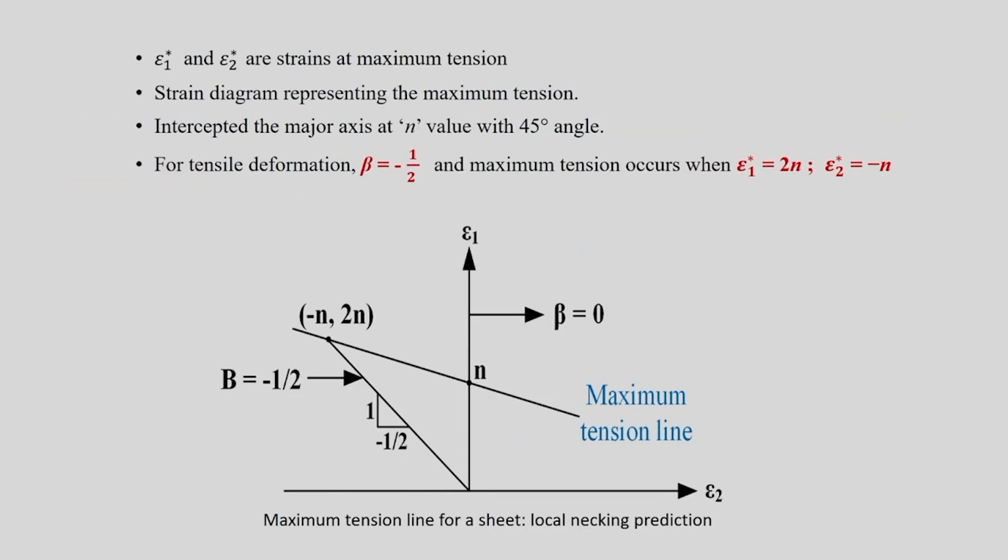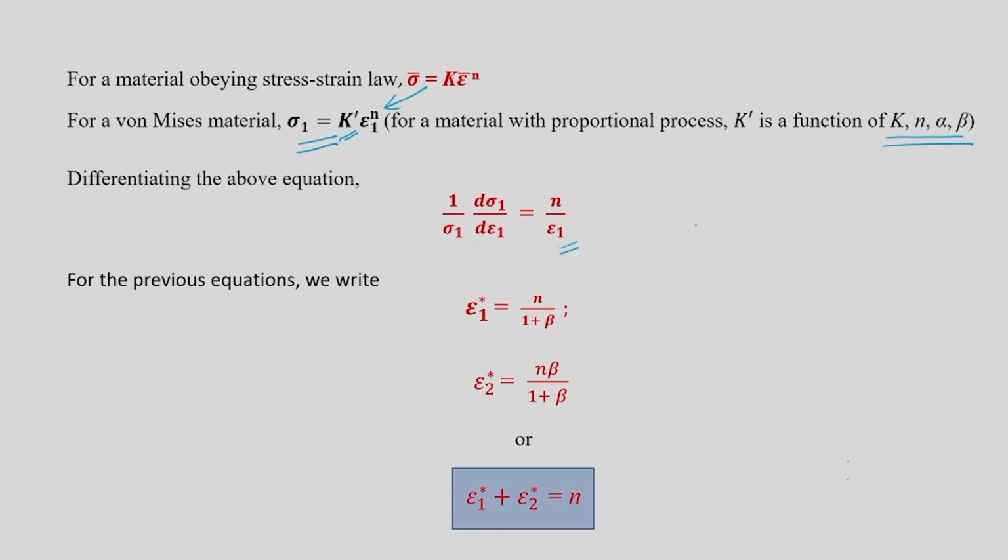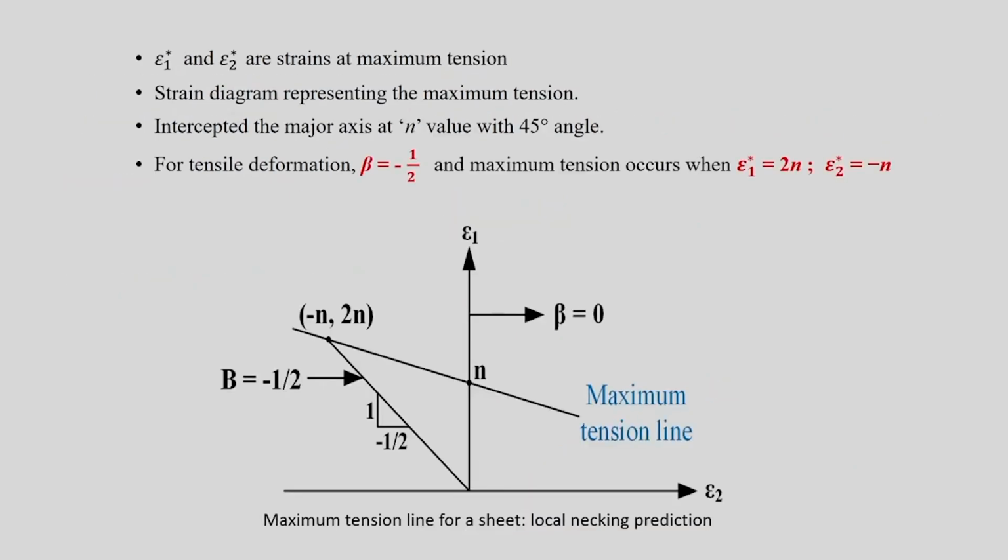Now this epsilon 1 star and 2 star, as we discussed before, are actually called forming limit strains. One is the major strain, the other one is the minor strain. Epsilon 1 star and 2 star are strains at maximum tension because they satisfy that maximum tension condition.